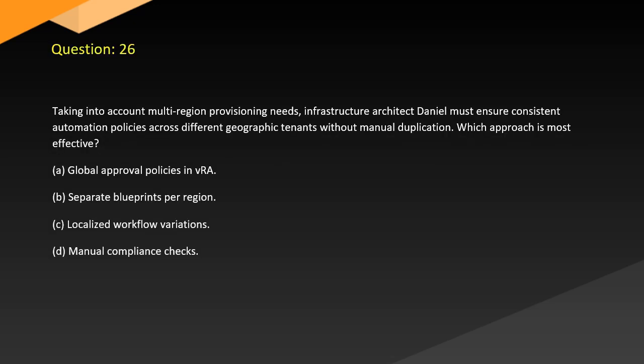Question 26. Taking into account multi-region provisioning needs, infrastructure architect Daniel must ensure consistent automation policies across different geographic tenants without manual duplication. Which approach is most effective? A. Global approval policies in RA. B. Separate blueprints per region. C. Localized workflow variations. D. Manual compliance checks.